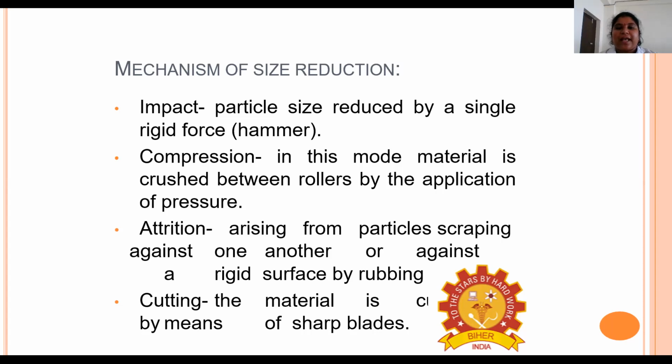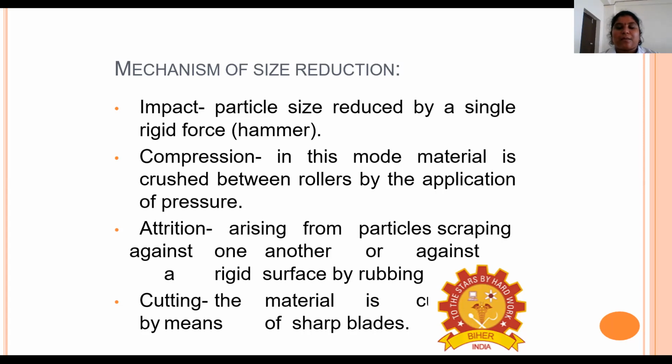And then attrition, arising from particles scraping against each other and against a rigid surface by rubbing. That type of mechanism you will be calling as attrition. And then cutting means the material is cut by means of a sharp blade. That type of mechanism will be called cutting. So these are the four mechanisms which we will be using for the size reduction process.